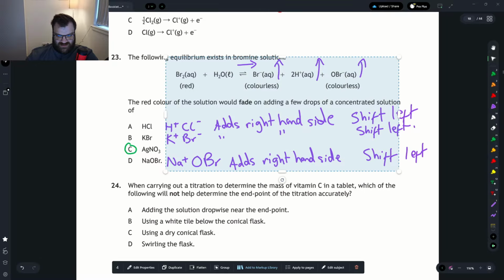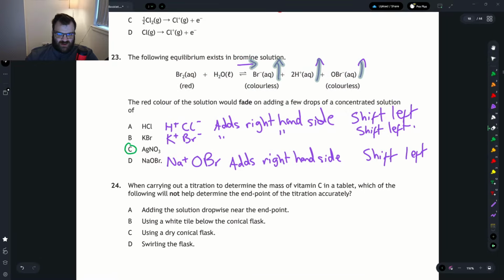Now let's talk about what's happening here. Now there are a couple of ways of removing chemicals from an equilibrium. One of them is to use an alkali. And an alkali would remove the H plus. Not in this case. We are doing a precipitation. Now I'm going to hazard a guess that's going to be involving the bromide.